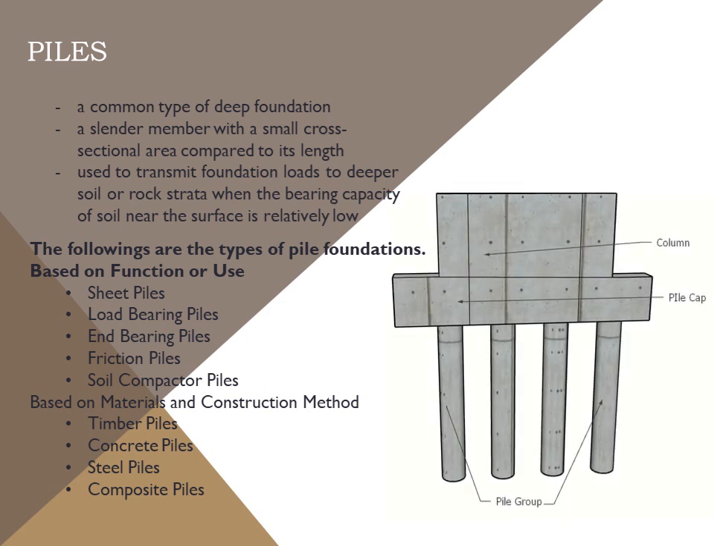Piles. A common type of deep foundation, a pile is a slender member with a small cross-sectional area compared to its length, used to transmit foundation loads to deeper soil or rock strata when the bearing capacity of soil near the surface is relatively low. Types of pile foundation we have sheet piles, load bearing piles, friction piles, and soil compactor piles. Materials in construction method: timber piles, concrete piles, steel piles, composite piles.